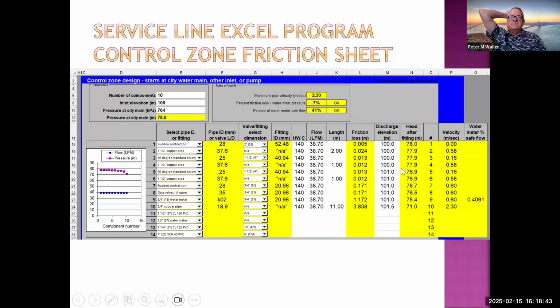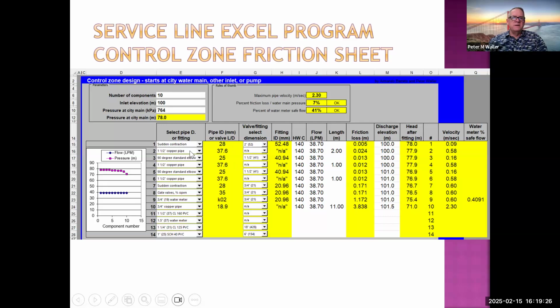So here is the spreadsheet that you can use to calculate the pressure loss in the different parts of the service line network. And then, of course, you could do the same thing with the pipes going out to the irrigation zones. So here we have a sudden contraction, and instead of a minor loss coefficient, we have an equivalent length of pipe. So the equivalent length of pipe is 28 times the diameter. So 28 times 37.9 millimeters. I think that's the diameter of 1.5 inch pipe.